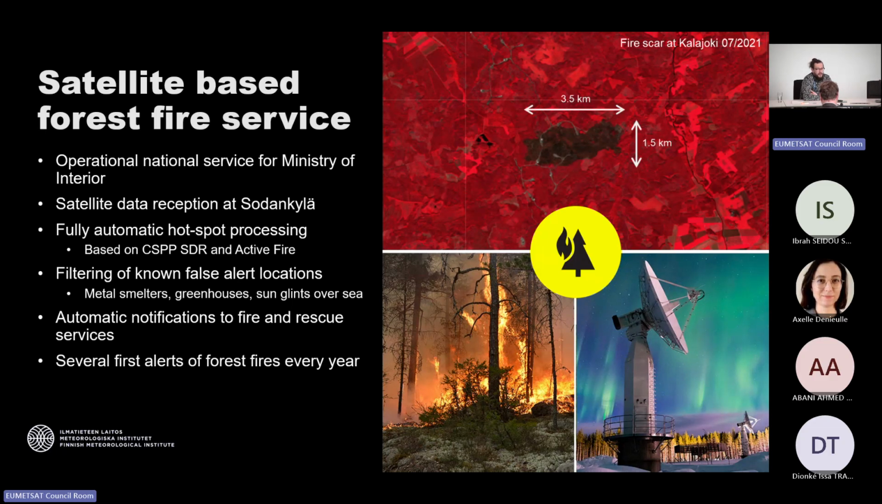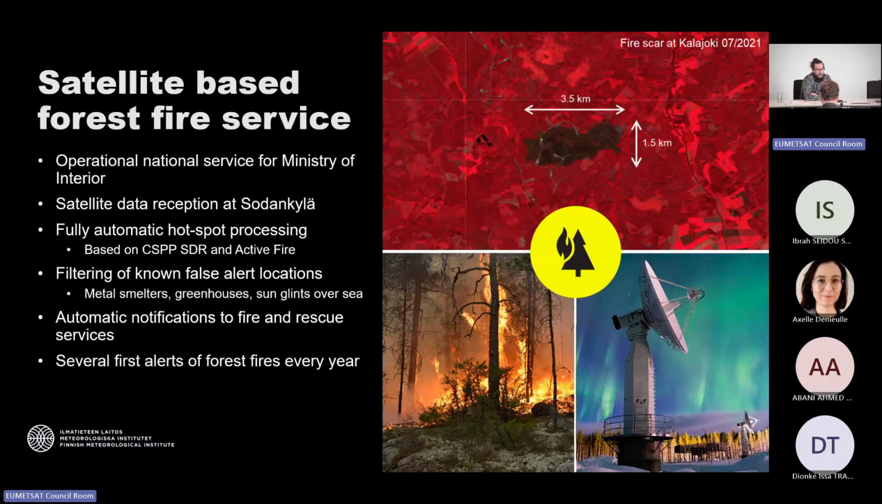And once we have filtered out all these false locations, then we at least think they are real alerts, and the rescue service gets automatic notifications of these. So again, this is like a fully automated chain. And Finland is pretty well covered by, let's say, people, even if it's still a little bit sparsely populated, but still, several first alerts from the satellite come from this service.